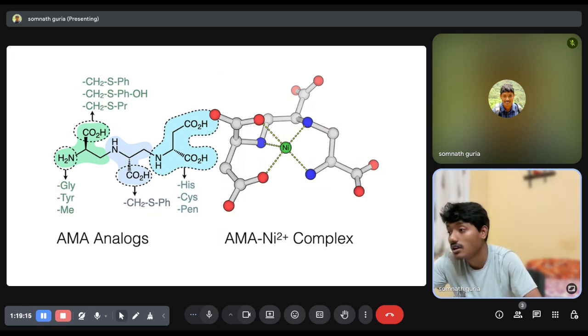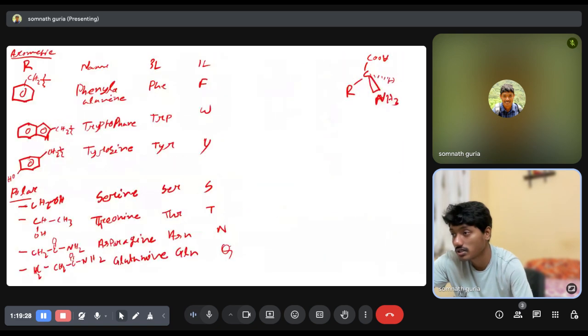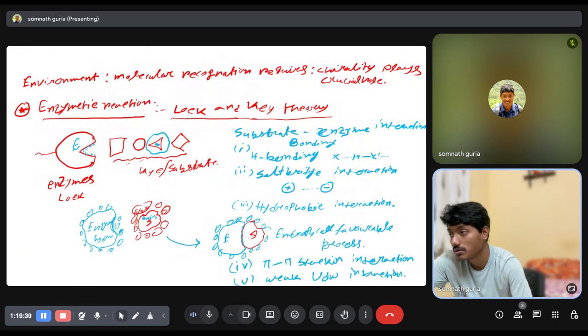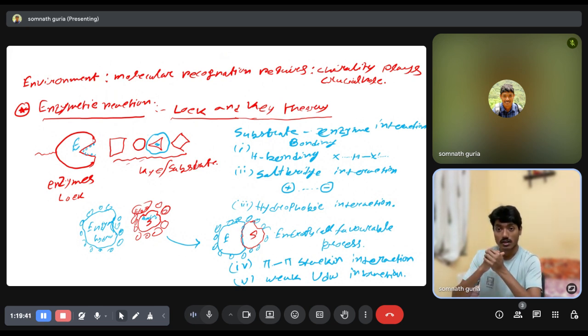This is another analog where we can make the complex with the nickel one, which actually goes through the channel of that bacterial cell. So what we actually discuss is why chirality and optical activity are very important. Chirality is important because of molecular recognition in the natural system.